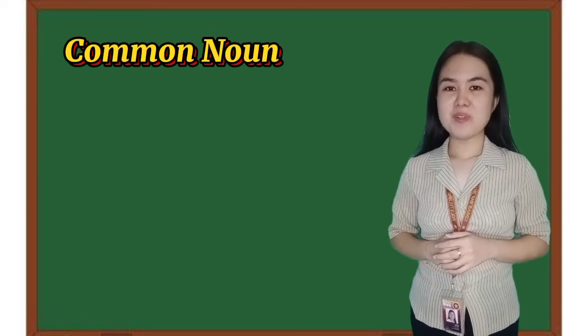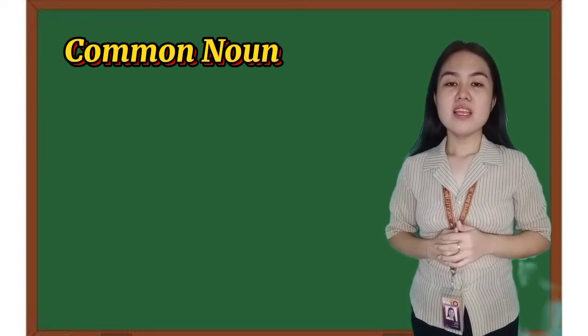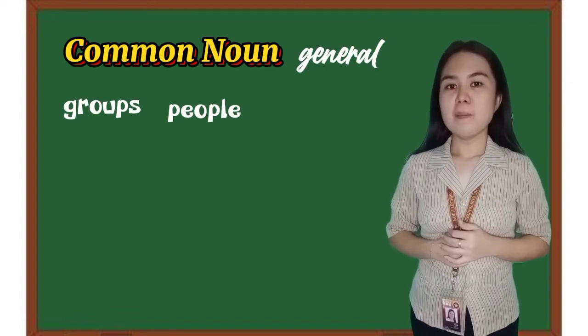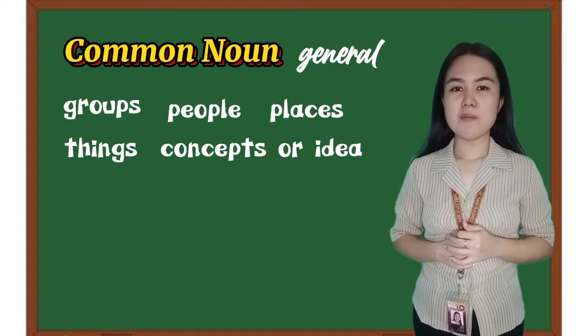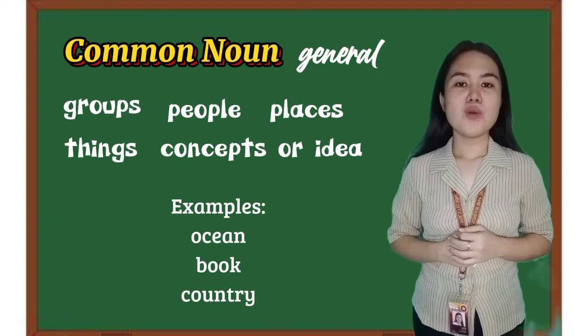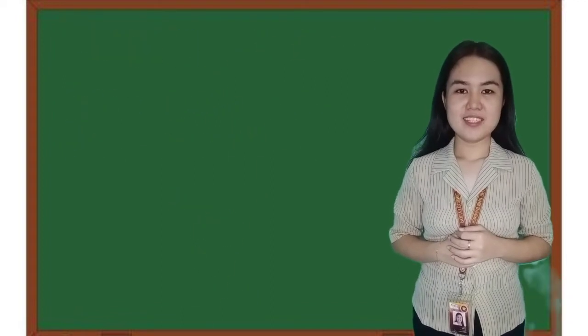How about a common noun? A common noun is used to name general groups, people, places, things, concepts, or ideas. Examples: ocean, books, country, and many more.